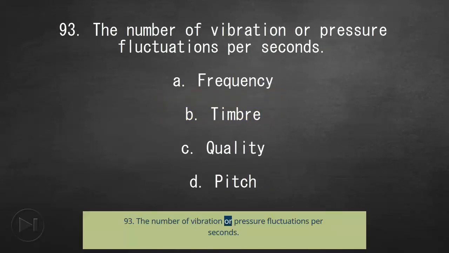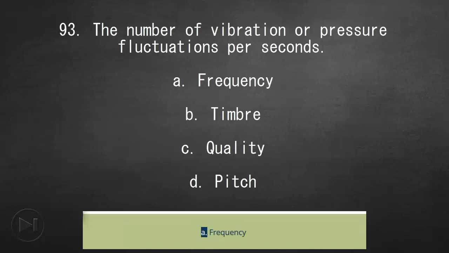93. The number of vibrations or pressure fluctuations per second. A. Frequency, B. Timbre, C. Quality, D. Pitch. Answer, A. Frequency.